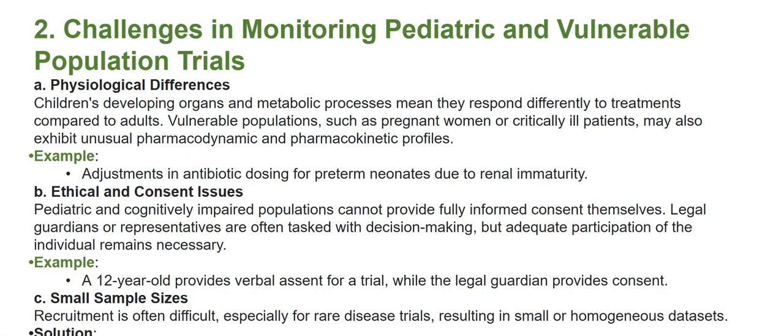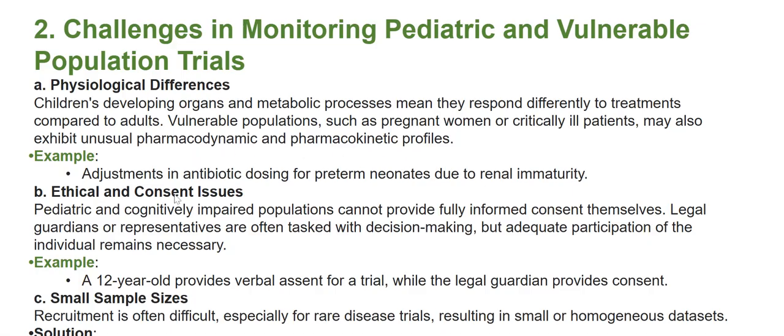So those four processes, or four steps, are the steps that happen through the pharmacokinetics, and it's called the pharmacokinetic profile. So pregnant women or critically ill patients, as examples of two types of vulnerable populations, may also exhibit unusual pharmacodynamic and pharmacokinetic profiles.